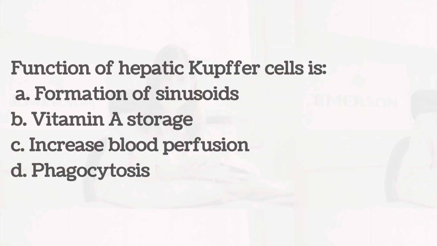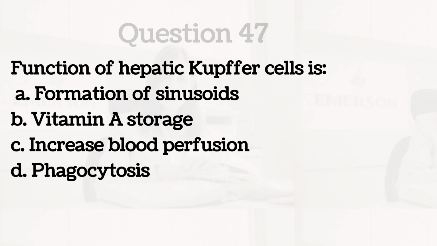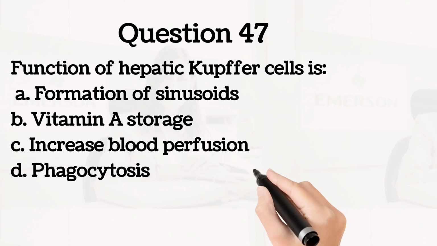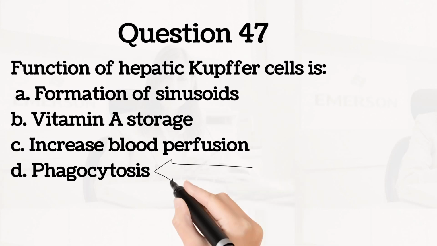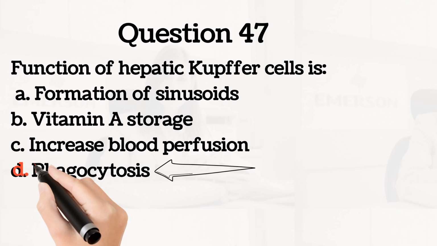Then we have question 47. The function of hepatic Kupffer cells is A. Function of sinusoids, B. Vitamin A storage, C. Increased blood perfusion, D. Phagocytosis. So hope you have paused the video. The answer here is D, phagocytosis. That's the function of the hepatic Kupffer cells. So that's the answer, D.